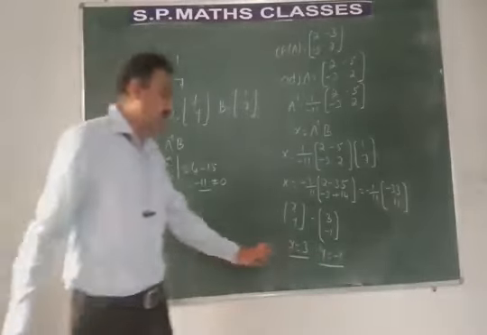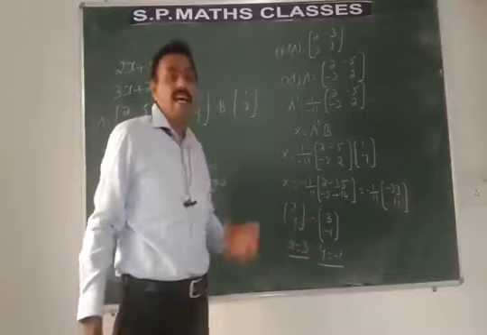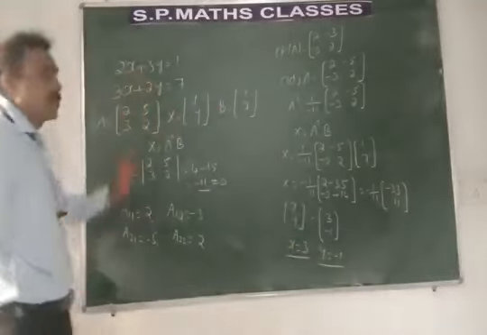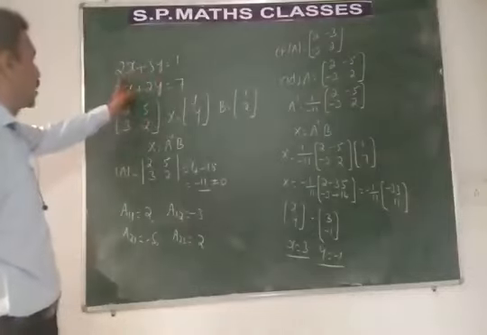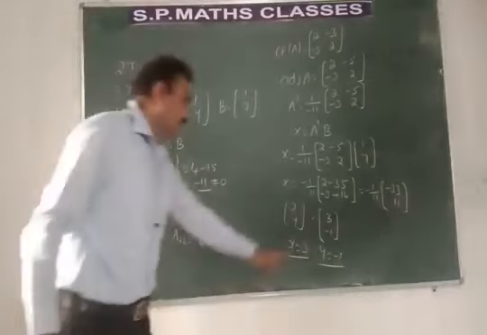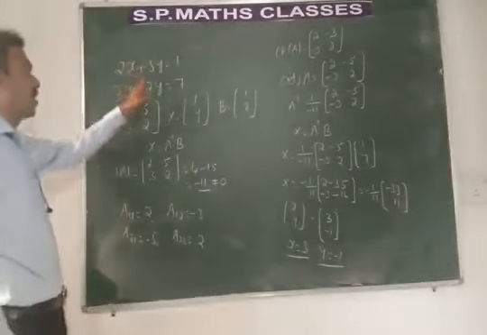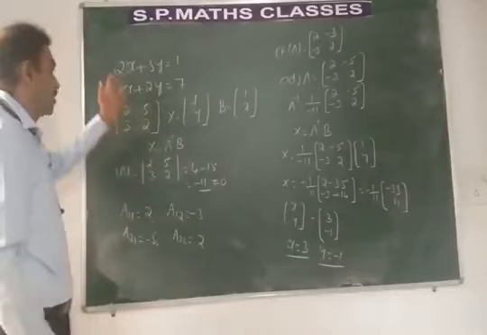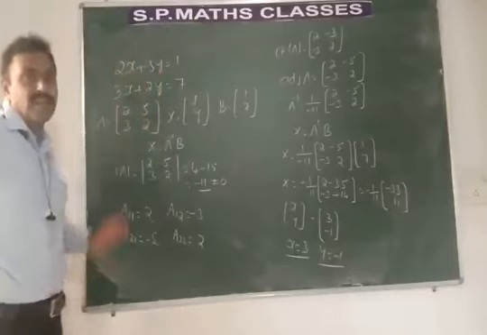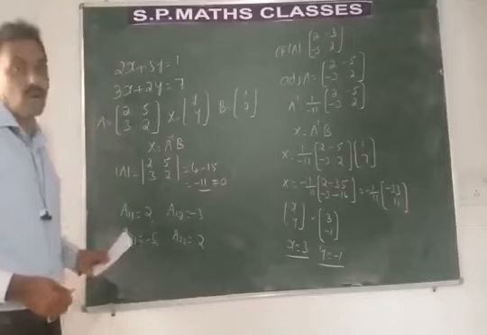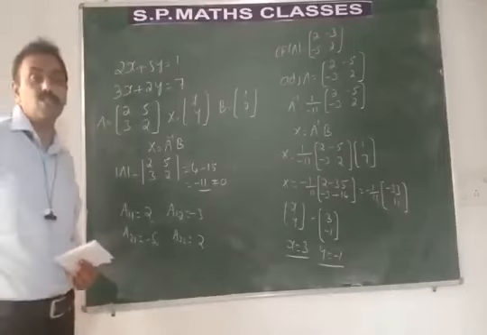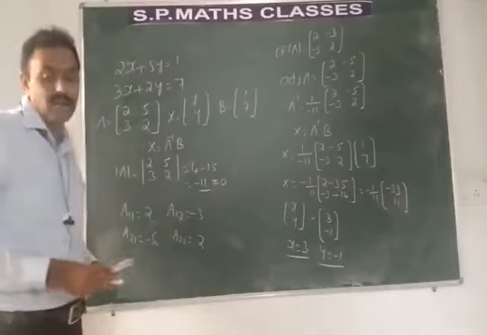So the values of x and y exist, hence we conclude that the system of equations is consistent. Suppose you substitute x is equal to 3: 2 threes are 6, and y is minus 1: 5 into minus 1 is minus 5. 6 minus 5, we get 1. Hence the problem is verified. The values of x and y which we have got show the system of equations is consistent. I think you have understood this.